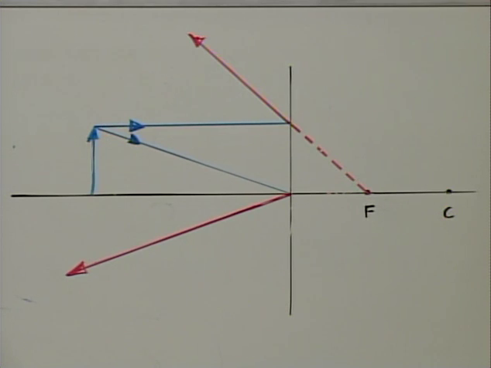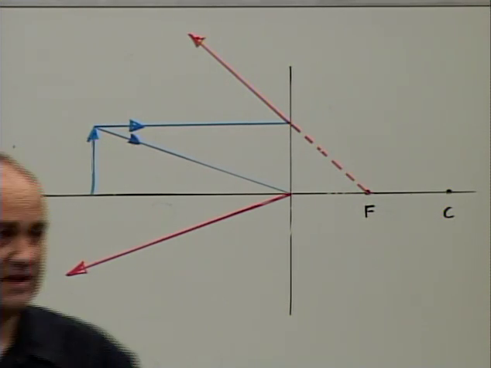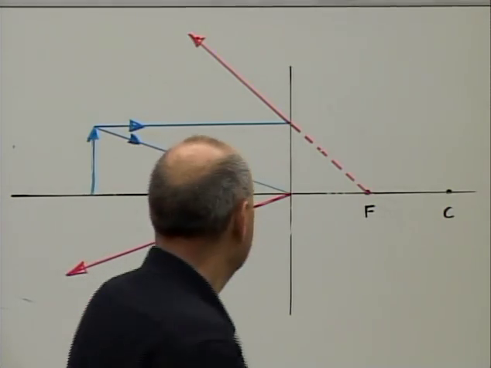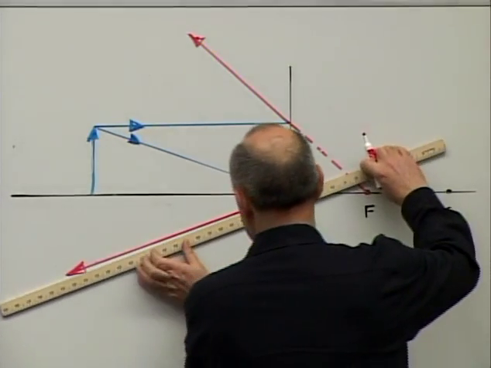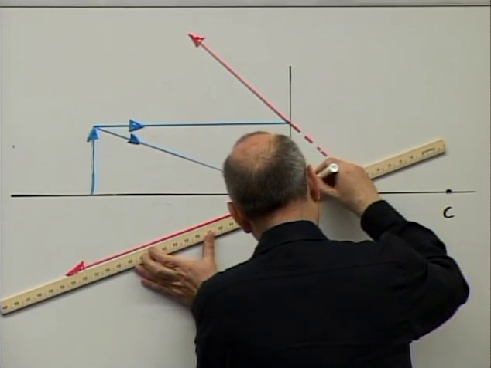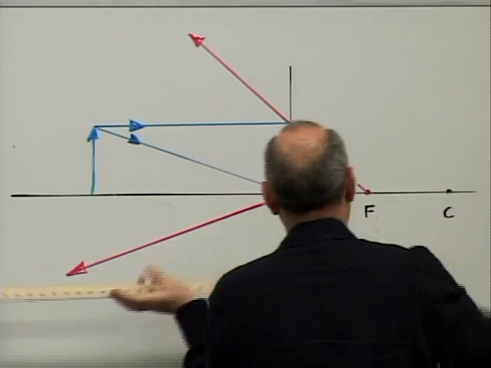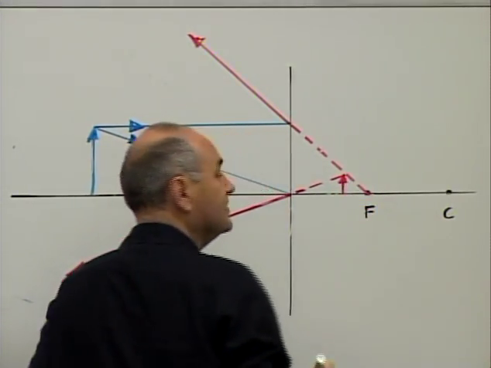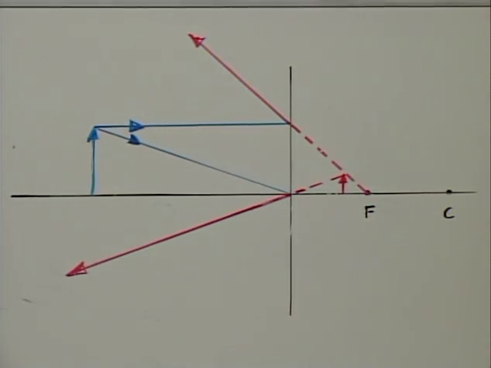Can we locate the image? With two rays we should. So, Christy, where is it? It's also behind the mirror. I have to extend this chief ray. And here is the image.